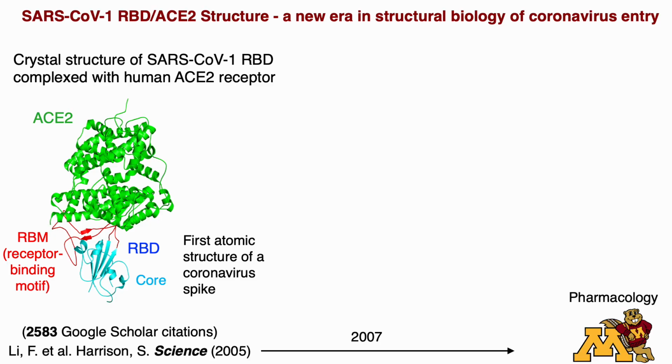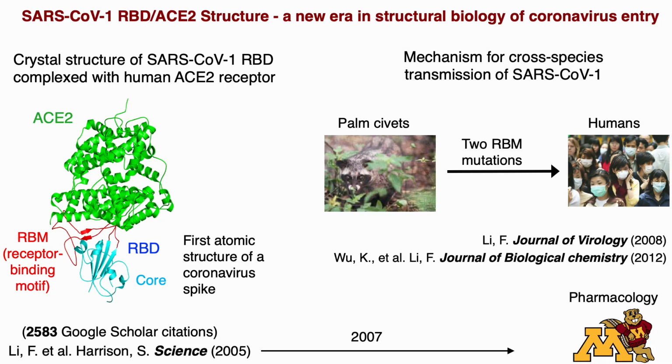In 2007, I moved to Minnesota as assistant professor. My lab continued to work on the RBD-ACE2 interactions. We determined the molecular mechanisms for the cross-species transmission of SARS-CoV-1. Specifically, we showed how 2 RBM mutations allow the virus to transmit from its animal host, palm civets, to humans.